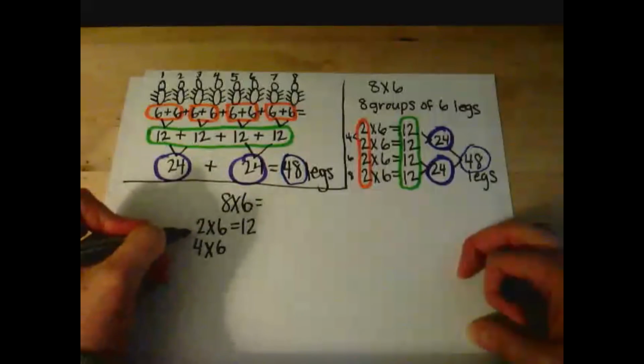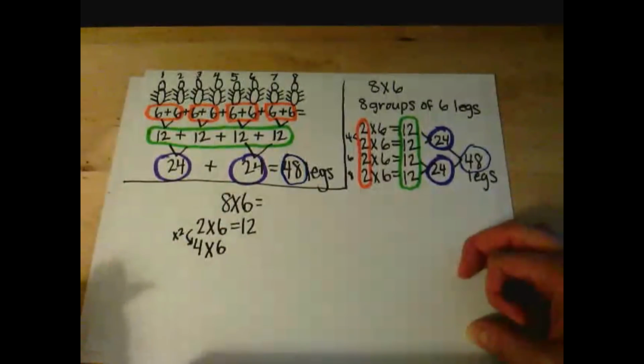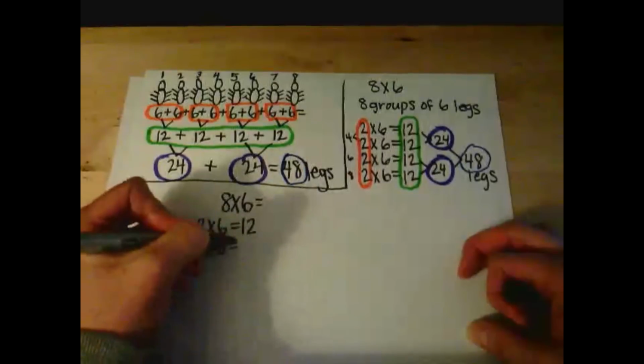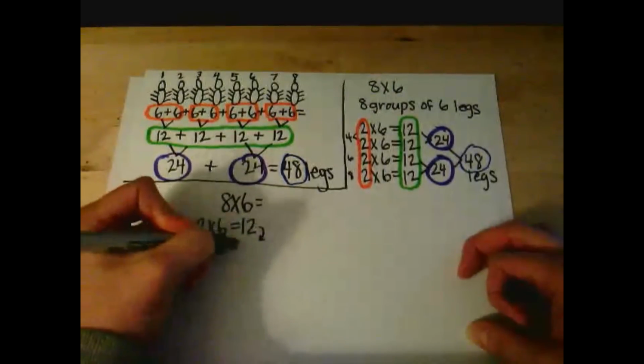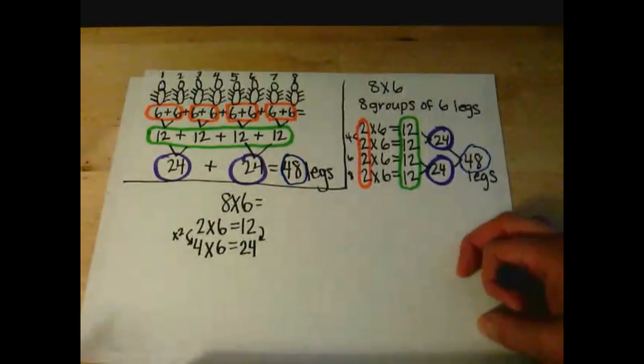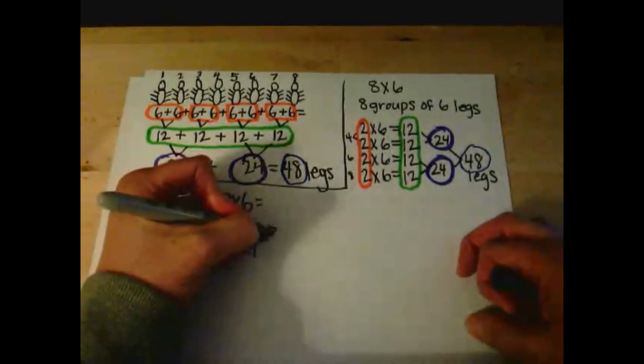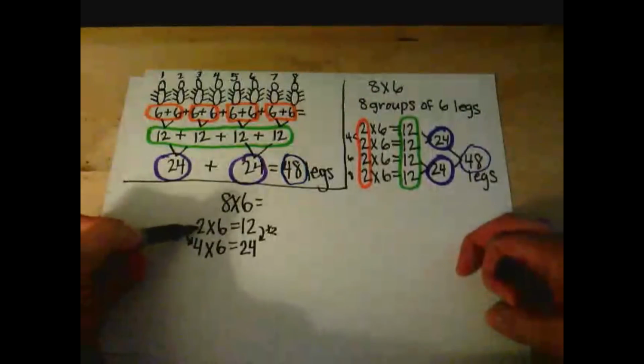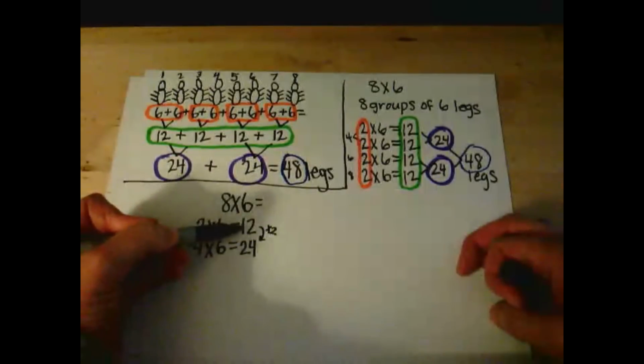If I'm just doubling my groups, I doubled my groups, then I'm going to double my answer. So you can think of it as 2 and another 2 to get to 4 groups, or 2 times 2 is 4, or you could think about doubling your 12 to get to 24.